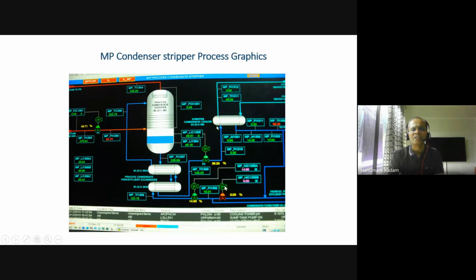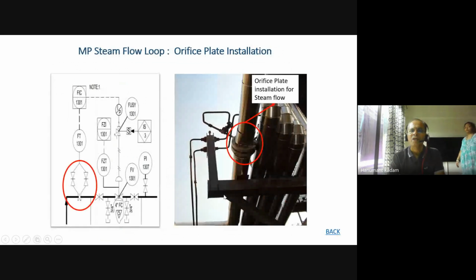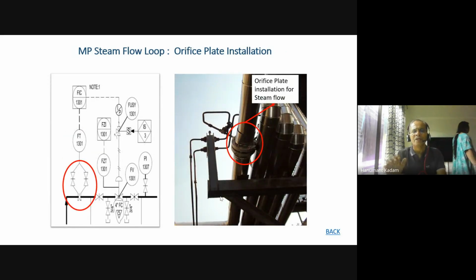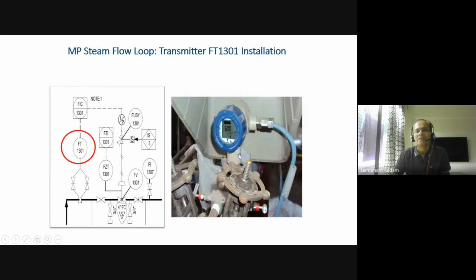These slides were discussed yesterday, so I'm going furthermore. But here I am showing the one loop to understand more clearly. So medium pressure steam flow, this is the steam line. There you can see here orifice plate for measuring the steam flow. And this is the orifice plate here, this one. And in the PNID, you can see here, which is circled here. And this is your FIC. And this is your transmitter here to measure the flow. And the actual transmitter picture is shown here.